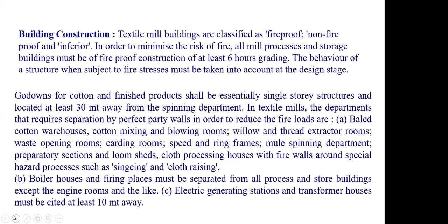Again, the building and the construction: the textile mill buildings are classified as fireproof and non-fireproof, and also the interiors. In order to minimize the risk of fire, all the mill processes and storage buildings must be of fireproof construction, at least 6 hours of grading. So at least the equipment or the building materials used should be able to withstand a minimum of 6 hours without collapsing.